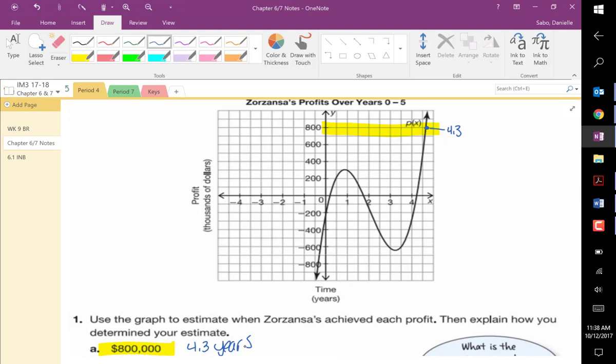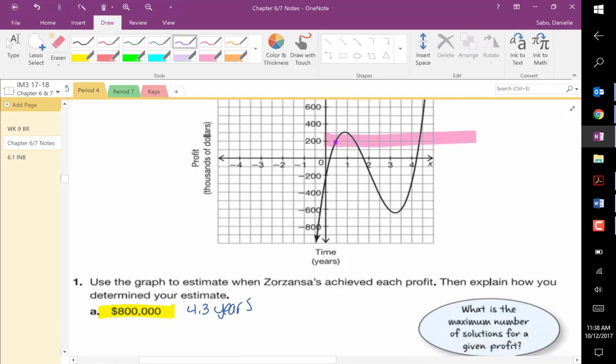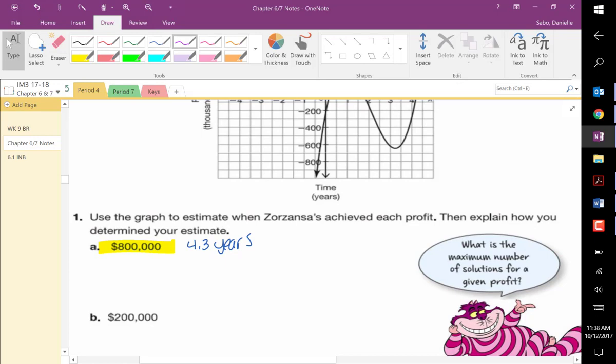$200,000. When did this company make $200,000? 6 months. 6 months-ish. I would accept that for sure. So 6 months. I would just try to keep it in terms of the situation. What is 6 months? How many years? Only half. So 1/2 a year. I would have for sure accepted 6 months.